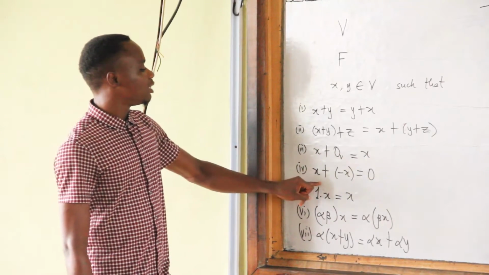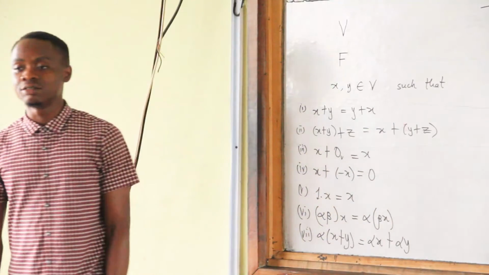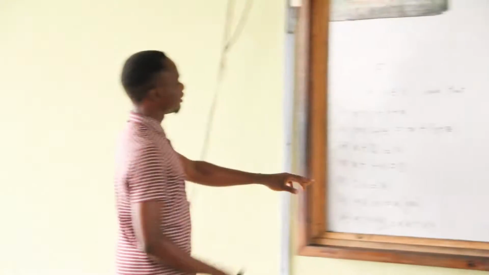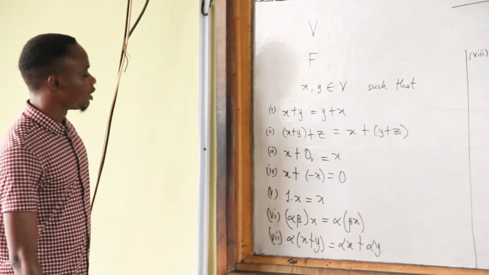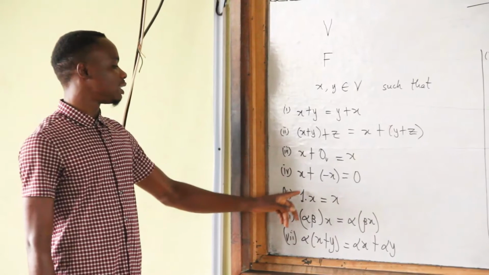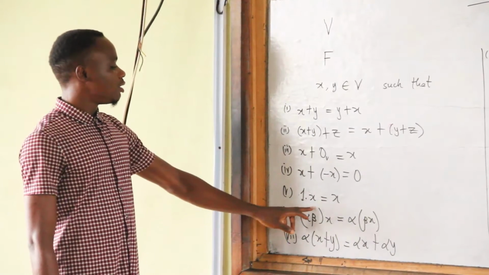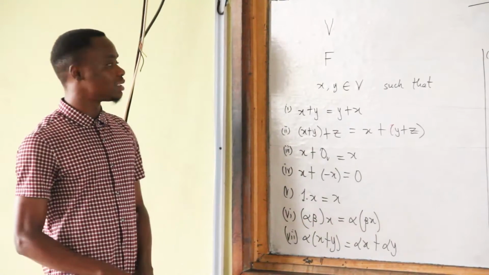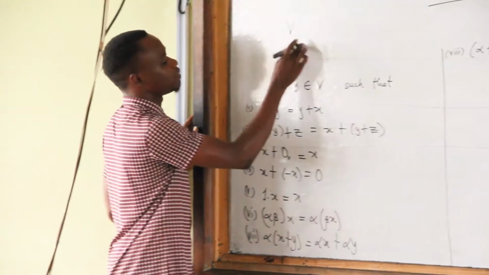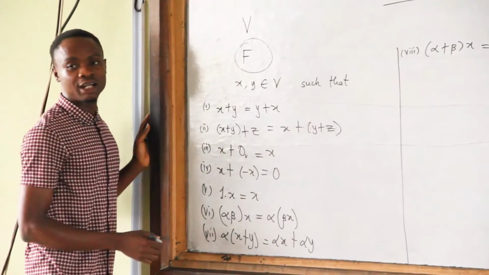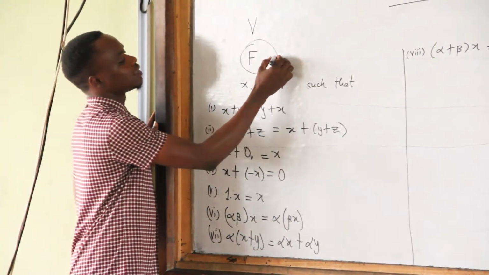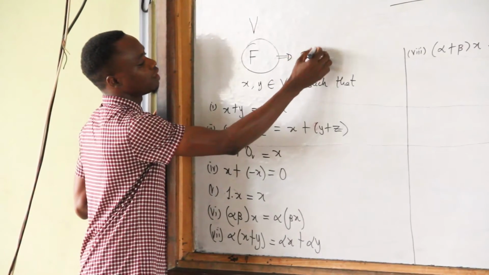And the set will also contain the negative of any element. That means if I have any element x, I can also have the negative of x in the set, such that when I add x and its own negative, I will get 0. And again, when I multiply any element by 1, I'm going to get x. And then if alpha and beta are over the field K, this is representing the field over which we are defining the vector space. This is a field of scalars as we have called it.